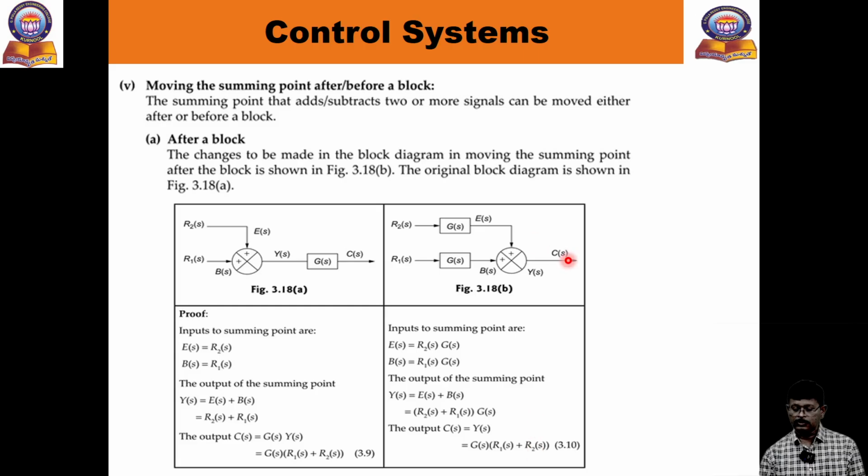So what is the C of s now? C of s equal to R2 of s G of s plus R1 of s G of s. Which is common here? G of s common. Take the G of s common, so R1 plus R2 of s, you will get the same. So you can observe the proof is the same. So if you want to shift the summing point after the block, then add the gain in the same forward path. We add one more block in these two forward paths. That is the one rule.